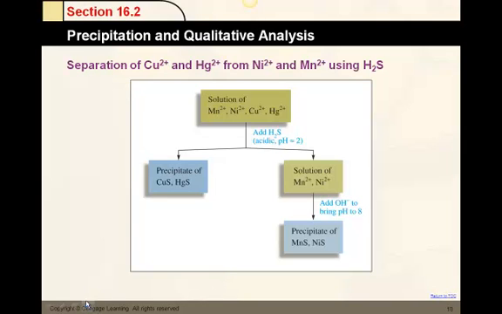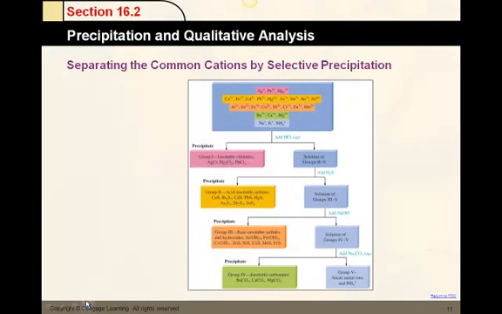And you can see if you add OH to bring it to a pH of 8, you can eventually get a precipitate of manganese sulfide or nickel sulfide. So the idea is, through a series of additions of different substances, you can figure out the solution. Here is a huge chart that shows some interesting separation techniques that are pretty common by precipitation.